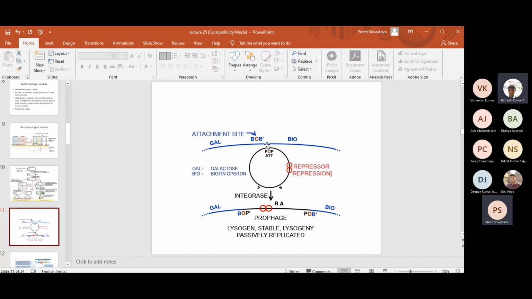Up to here it is clear. And then what you see is R and A, which are some other genes representing the phage DNA. Now, as a result of the enzymes integrase and excisionase, recombination takes place.